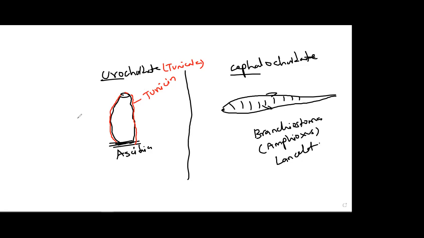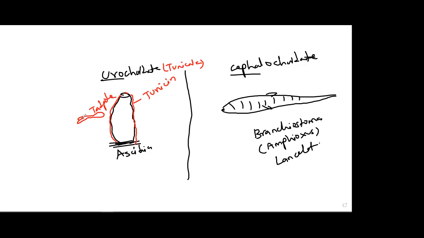And here the larva is called tadpole. I think you might have heard this word. Tadpole is the characteristic feature of frog. You remember that?